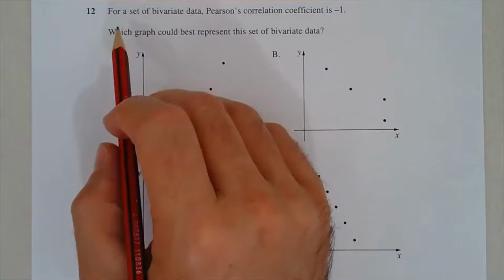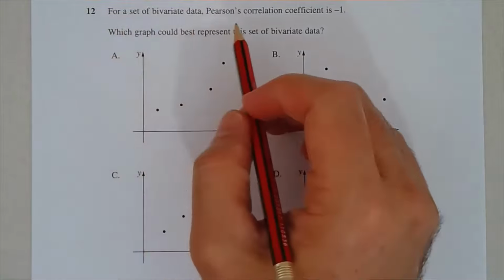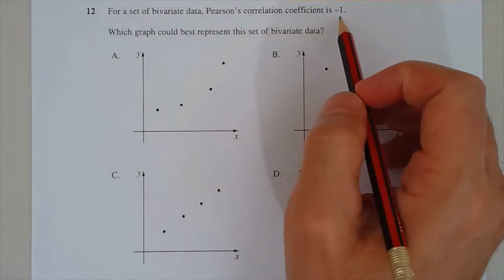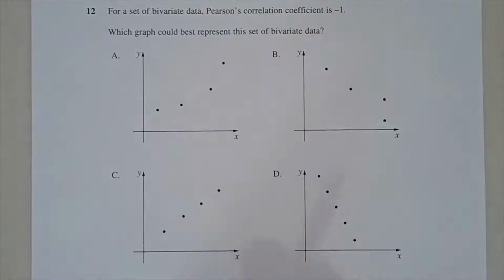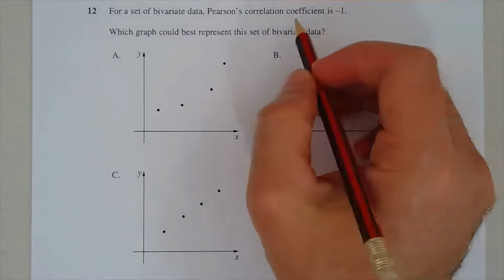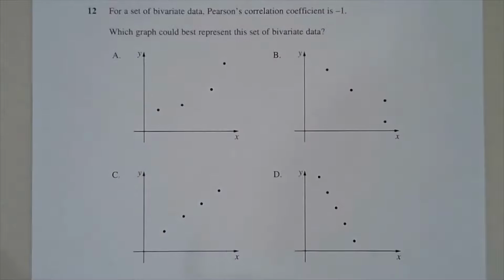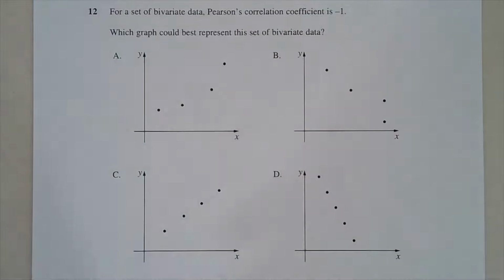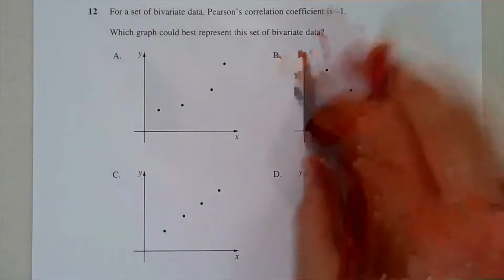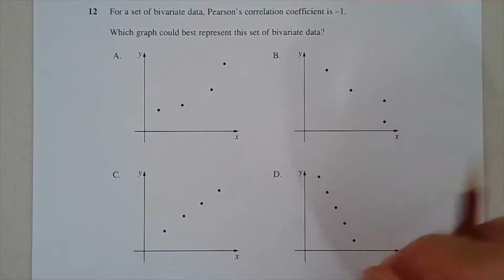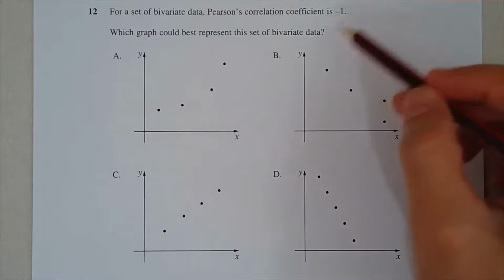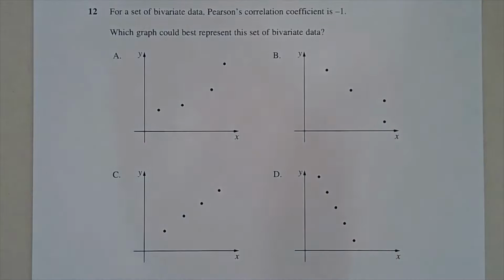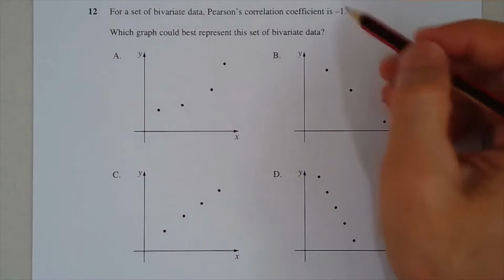Question 12. For a set of bivariate data, Pearson's correlation coefficient is -1. Which graph could best represent this set of bivariate data? Now, it helps to know some of your correlation coefficients. A correlation coefficient of 0 means no correlation whatsoever, and it looks like a cloud of dots. But when there's a pattern there, if it's an upward trend, it's a positive number for the correlation coefficient. If it's a downward trend, then it's a negative number.